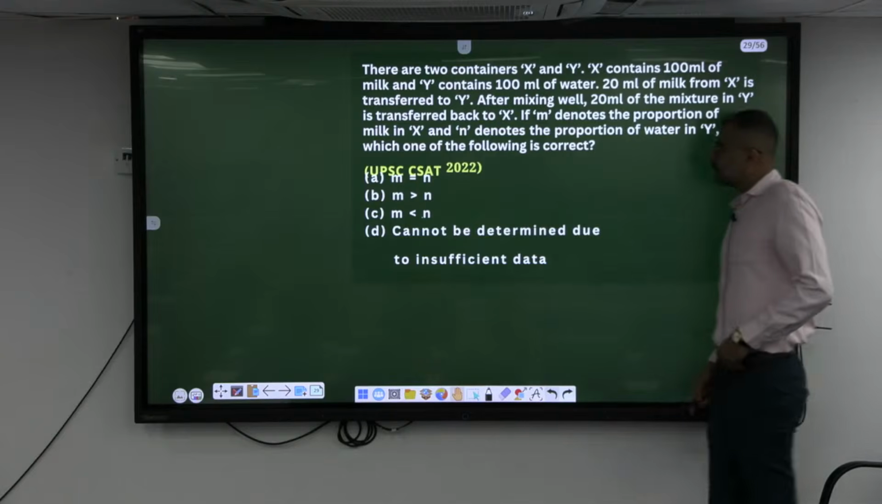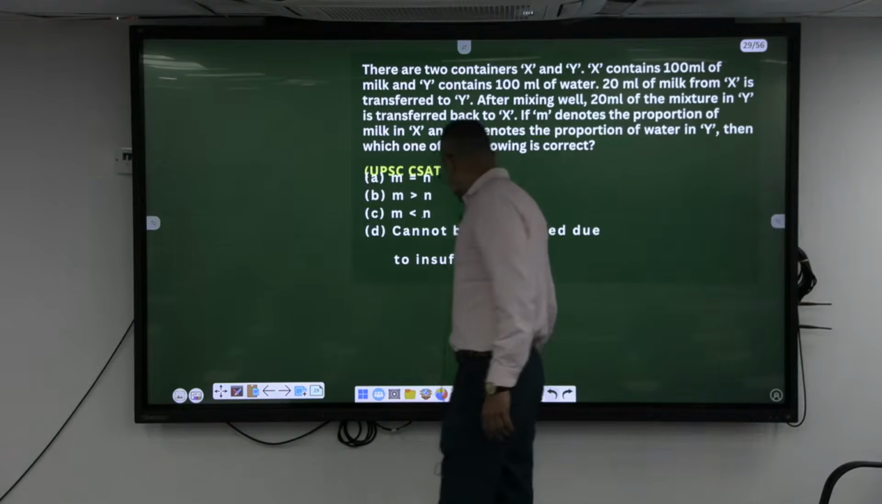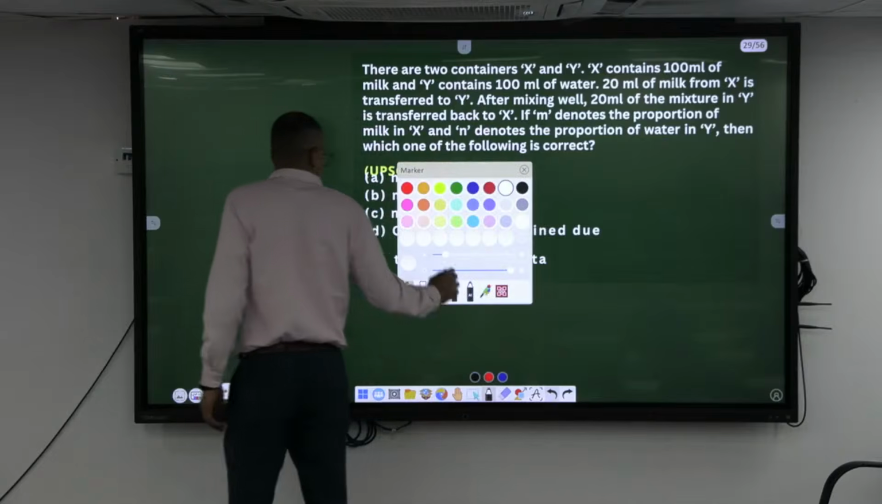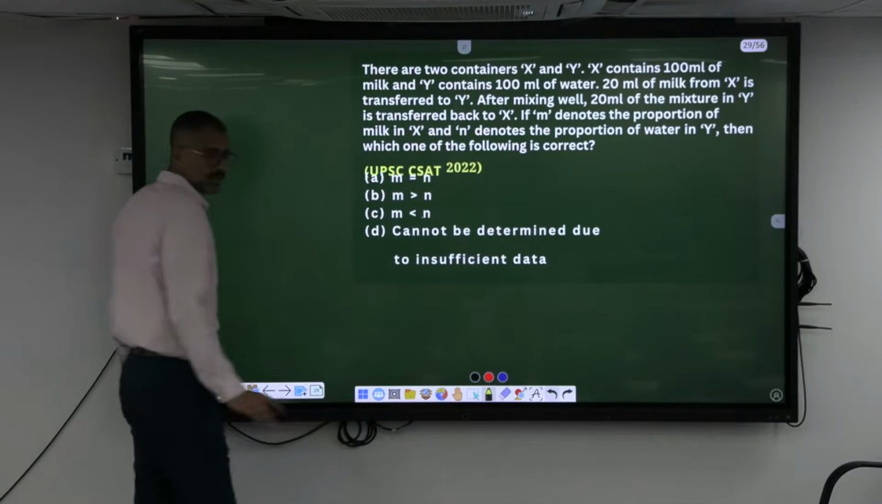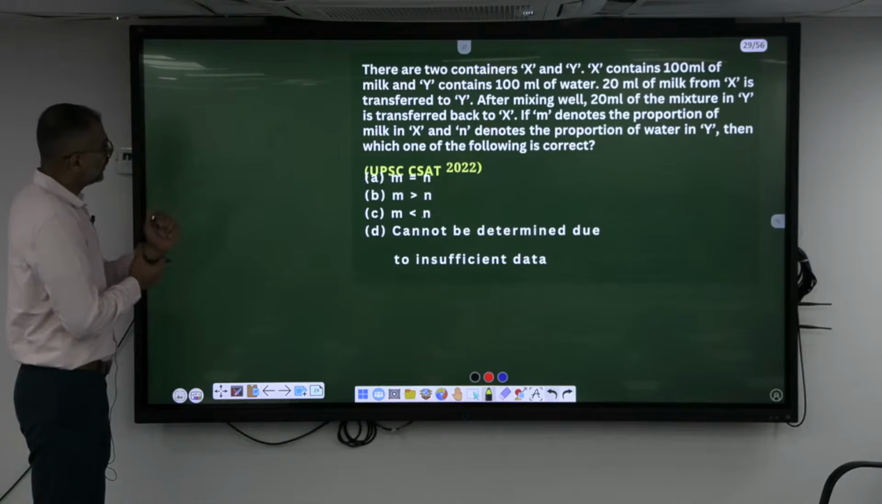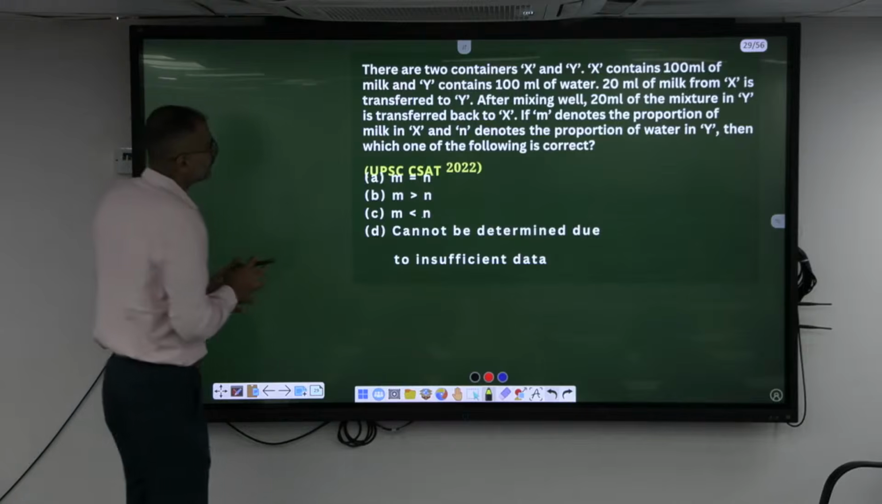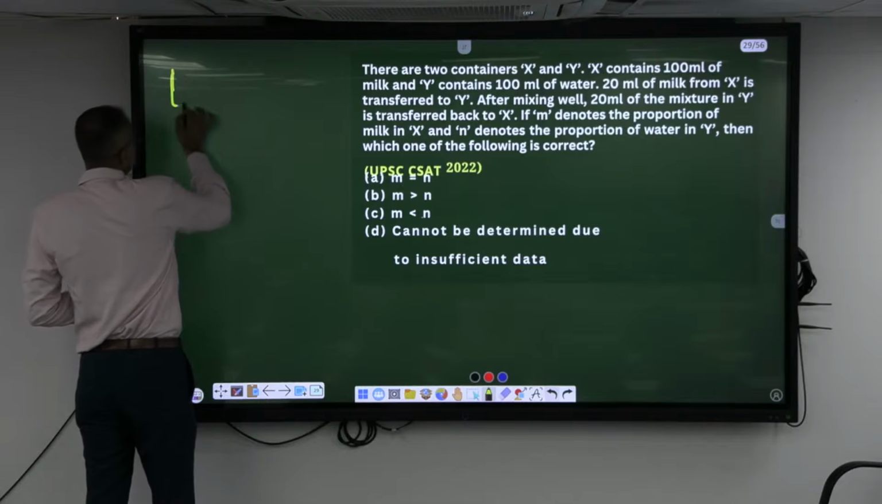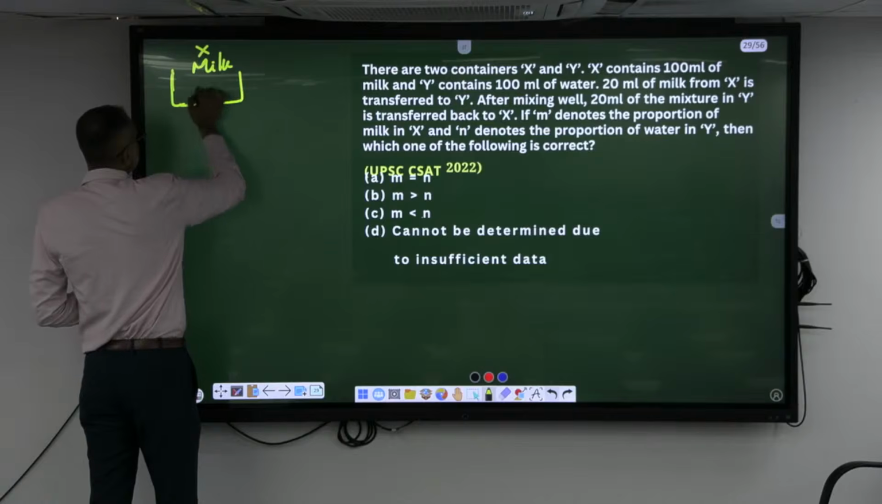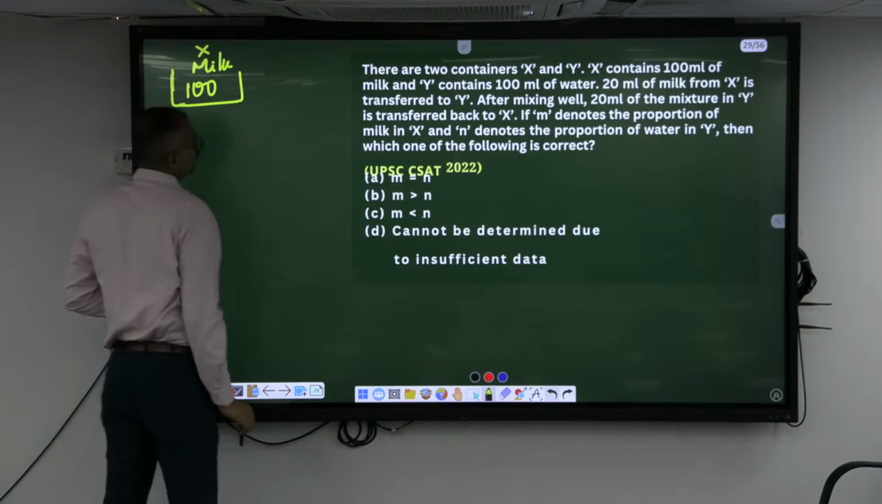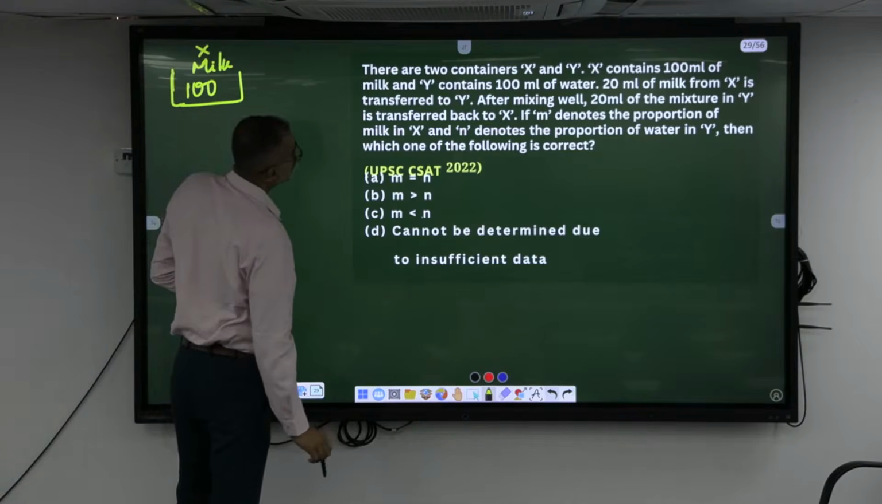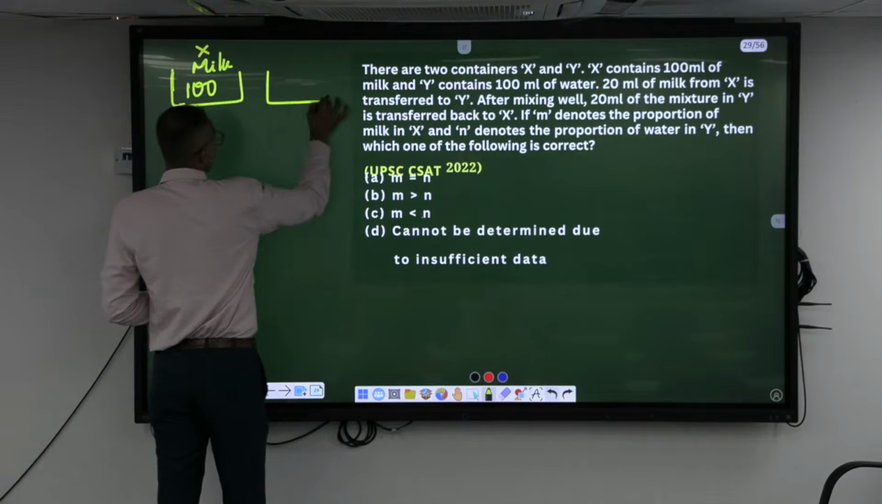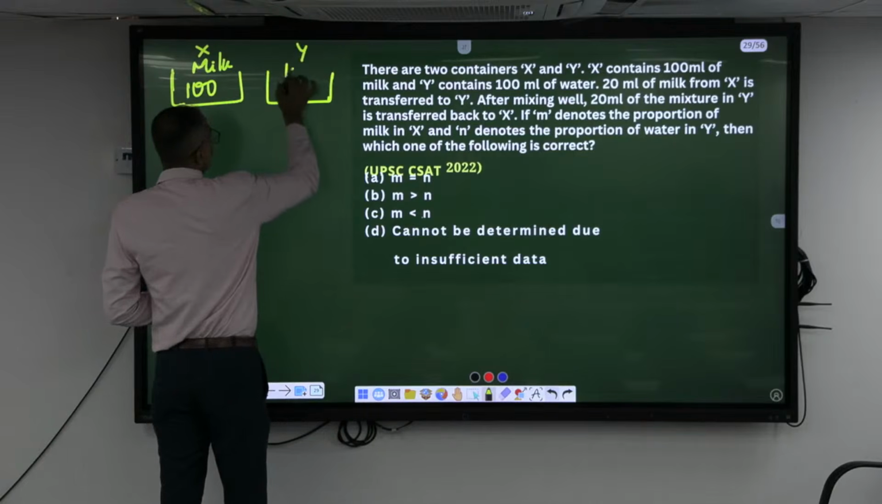What is that C? M less than N. Okay, look here now, don't worry. There are two containers X and Y. X contains 100 ml of milk. This is X, which contains milk. How much? 100 ml. Next, Y contains water, which is how much? 100 ml.